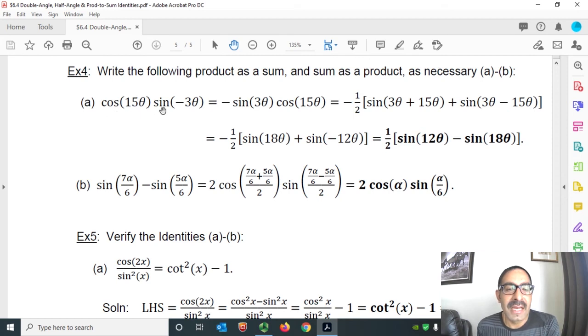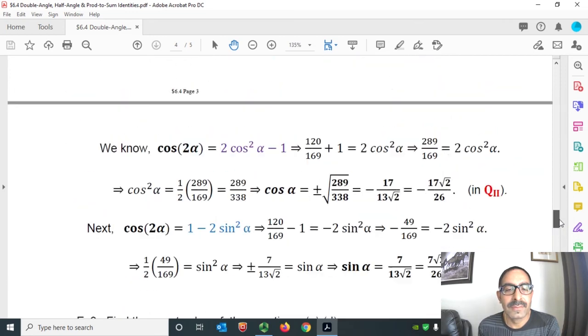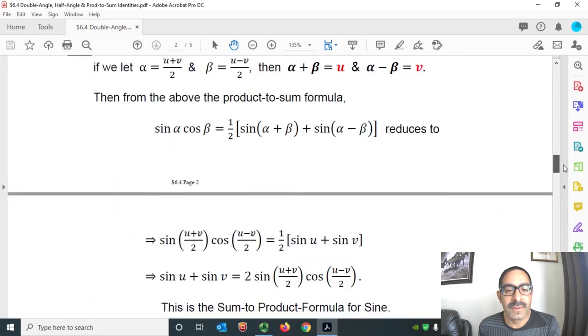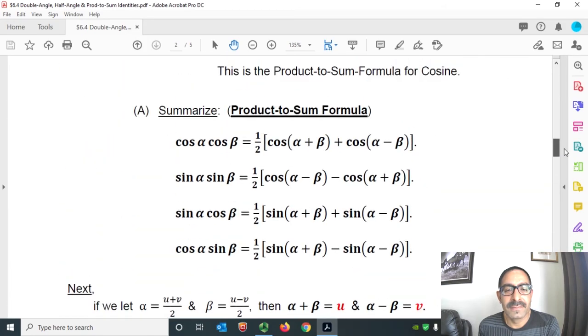Part A, cosine 15 theta times sine negative 3 theta, that's given to us. We know the sine function is an odd function, so sine of minus 3 theta becomes minus sine of 3 theta. So in the next step, cosine 15 theta as it is, minus as it is, and let's apply the product to sum formula. Let me show you the formula here. The formula is here, the product to sum formula, and I'm using this formula here.